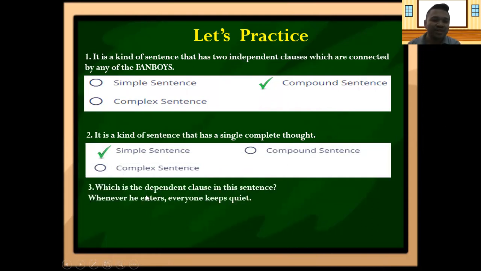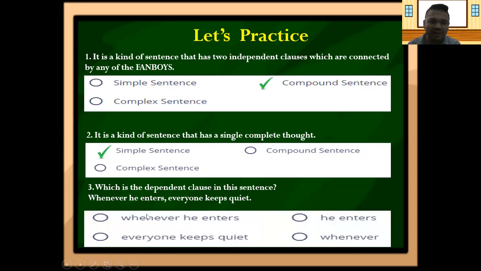Number three: which is the dependent clause in this sentence? "Whenever he enters, everyone keeps quiet." Dependent means incomplete. Is it "everyone keeps quiet," or "he enters," or "whenever he enters"? Very good, it's "whenever he enters." This is dependent because it is incomplete.